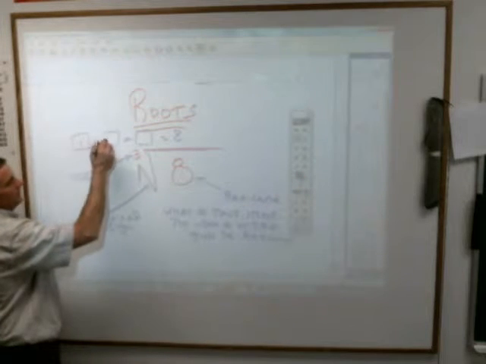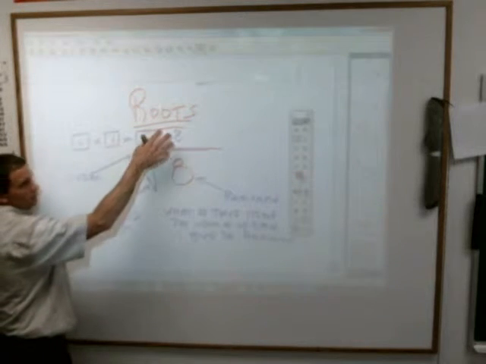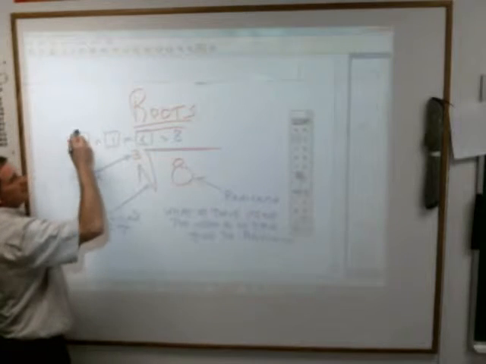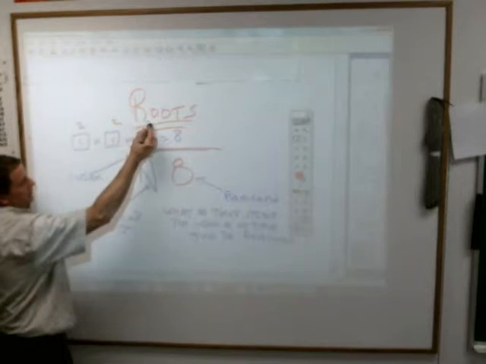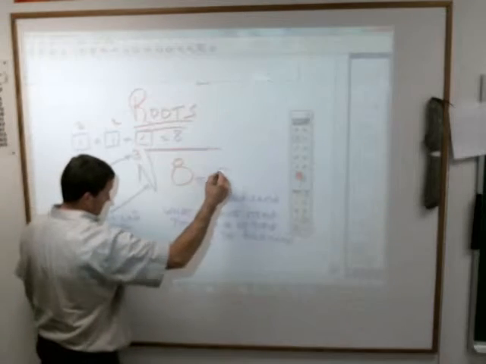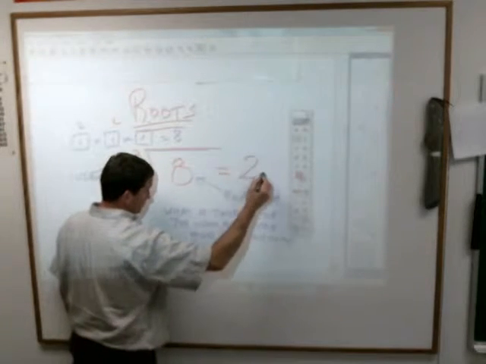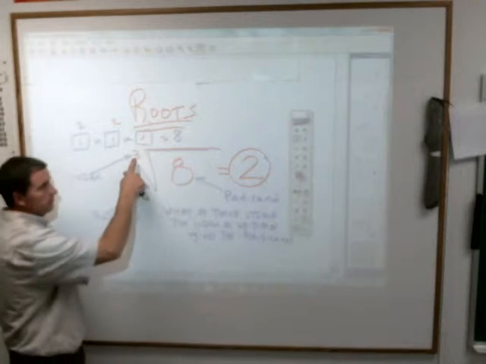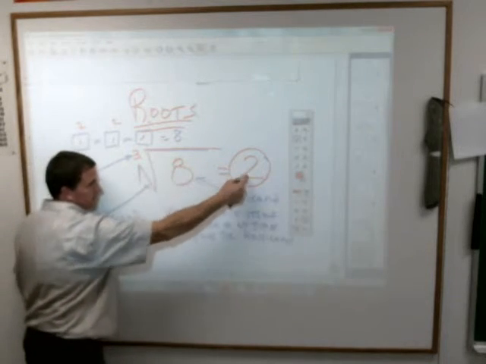Okay, first of all, you might as well try 1, but 1 times 1 times 1 is only 1, so it can't be 1. 2 times 2 times 2, 2 times 2 is 4. 4 times 2 is 8, so the answer to this is 2. The cube root of 8 is 2.